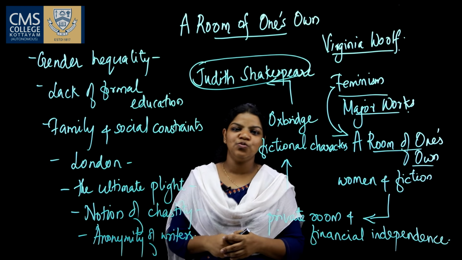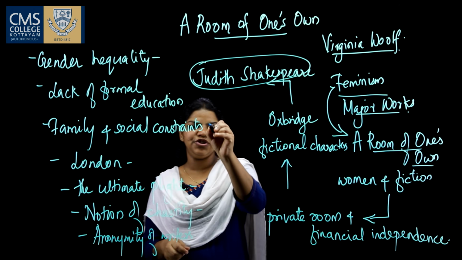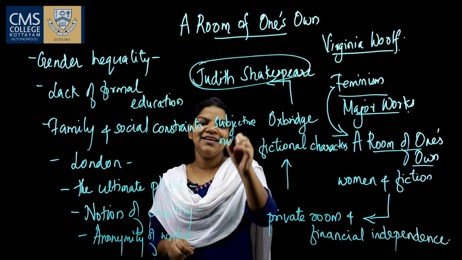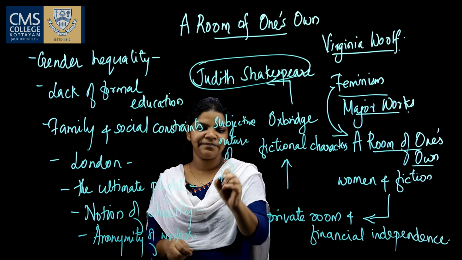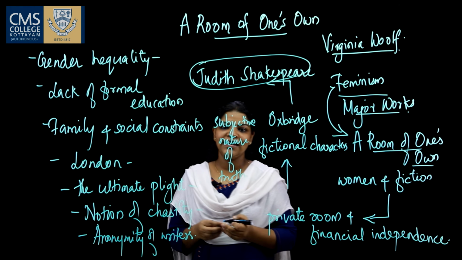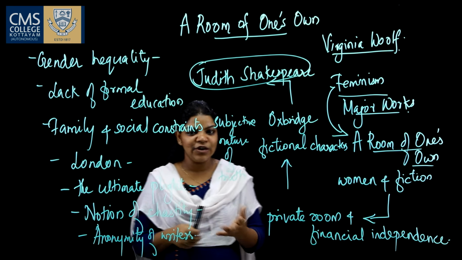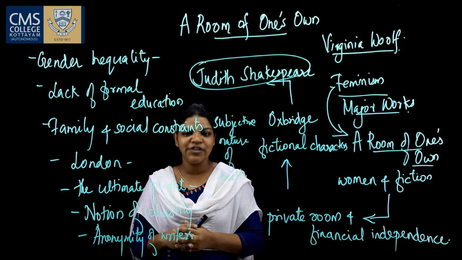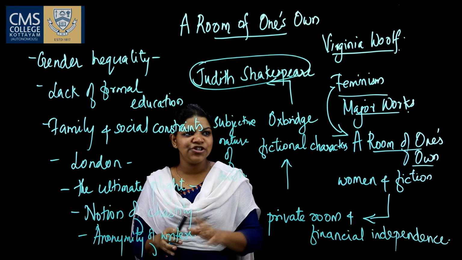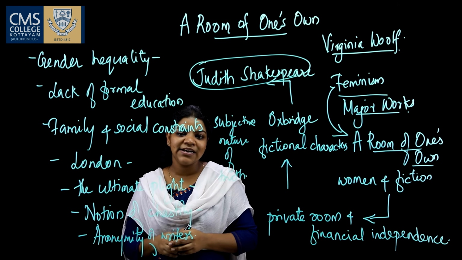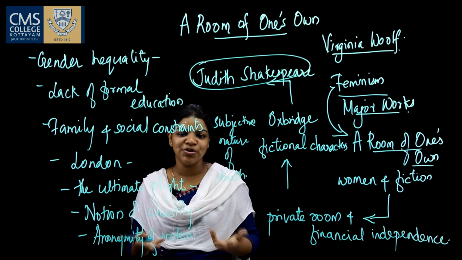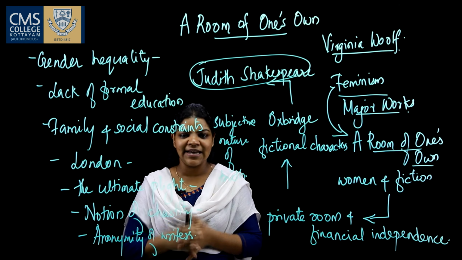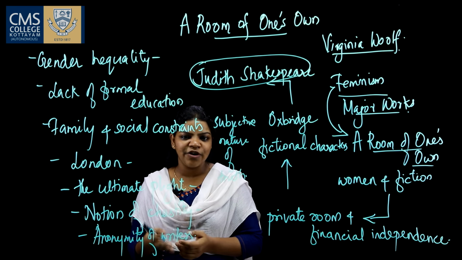Now, Virginia Woolf moves into one more thing. She says that the subjective nature of truth is what makes her say all this. She says that when we look at fiction, fiction is never considered as factual. Fiction is different from facts. But she says she has used this fictional character because she would like to say truth which she would not be allowed to do.